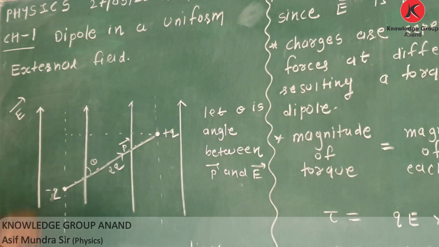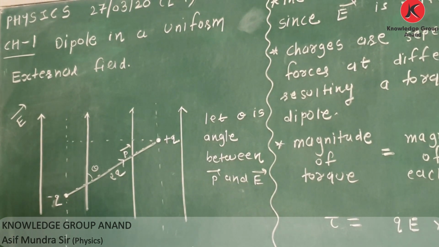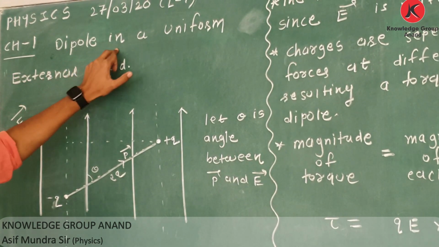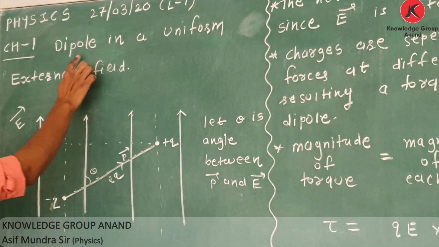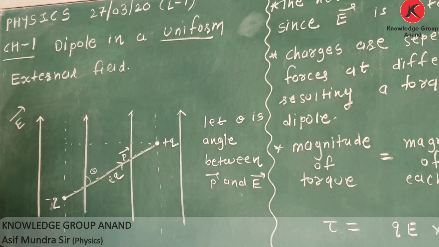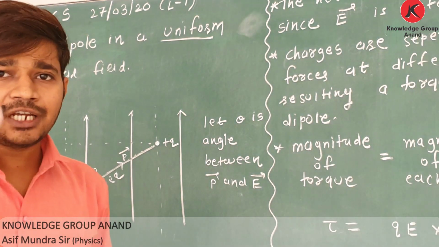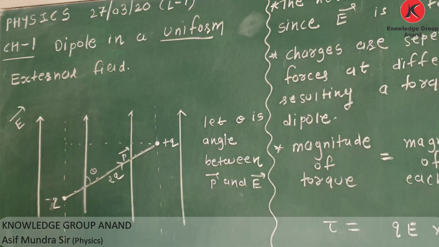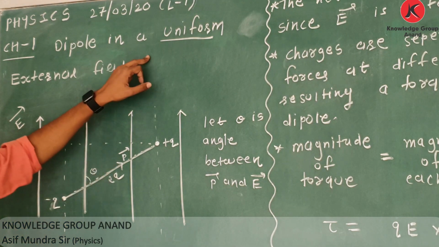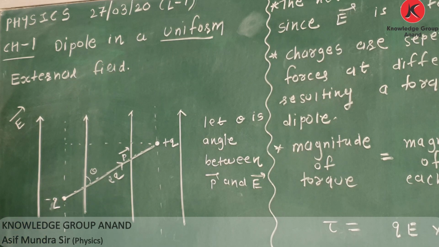Today, 27th March, lecture 1. The topic name is dipole in a uniform external electric field. What is the meaning of uniform? Uniform external field means the value of the electric field at each and every point is the same. So the first case we have to study is a dipole in a uniform external field.